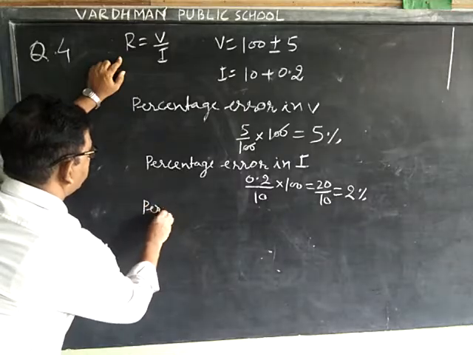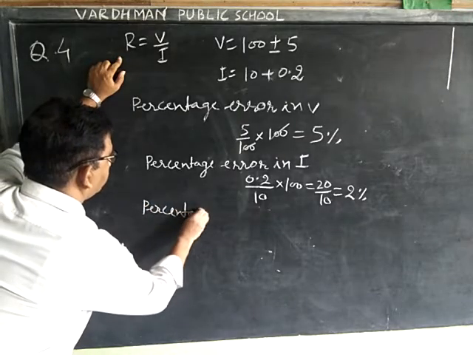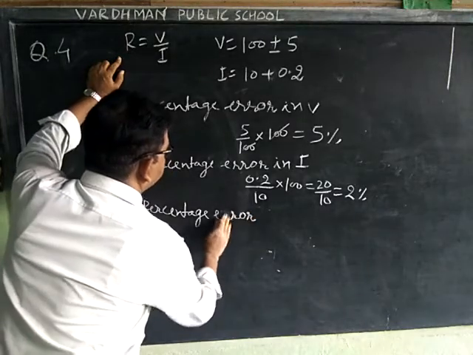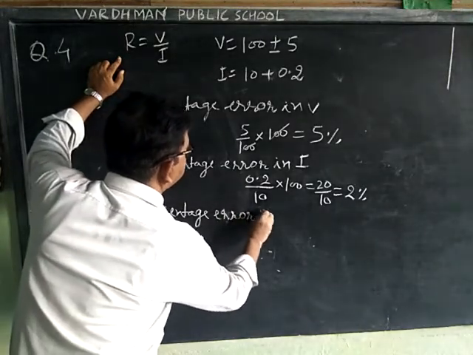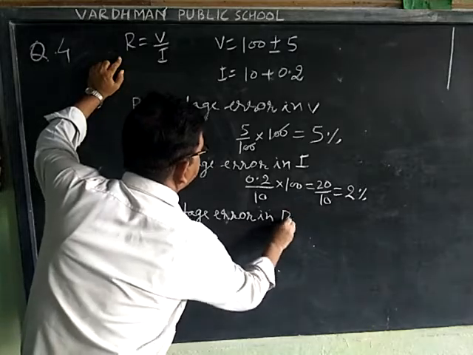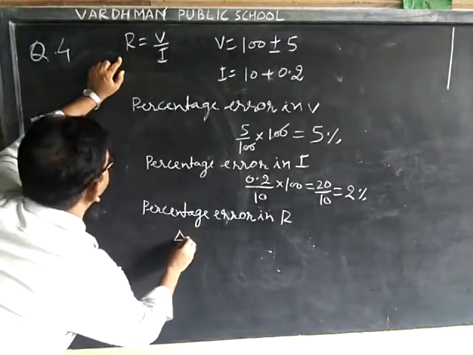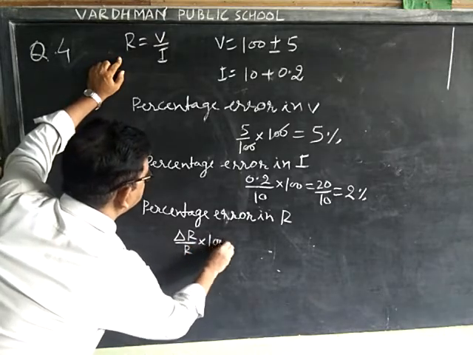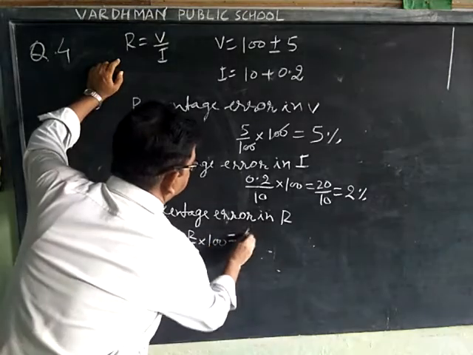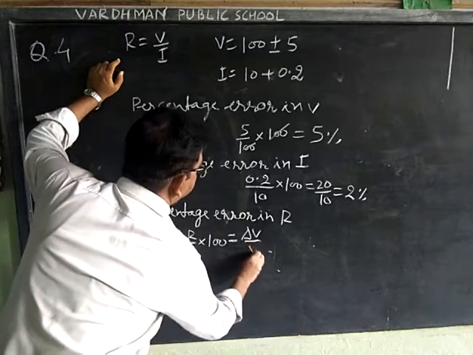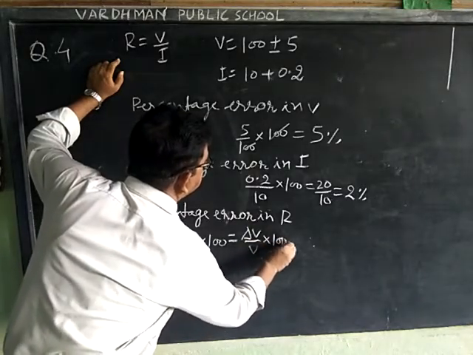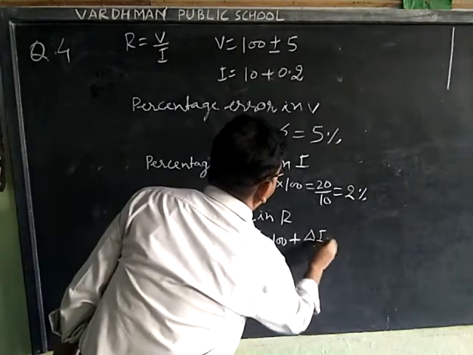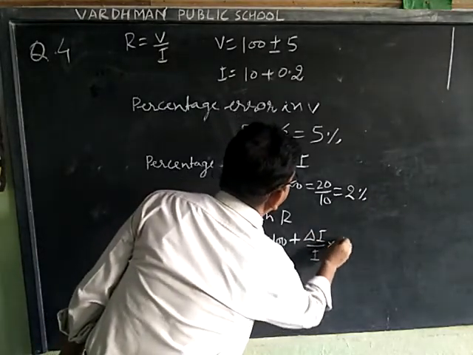Percentage error in R, that is delta R upon R into 100 is equal to delta V upon V into 100 plus delta I upon I into 100.